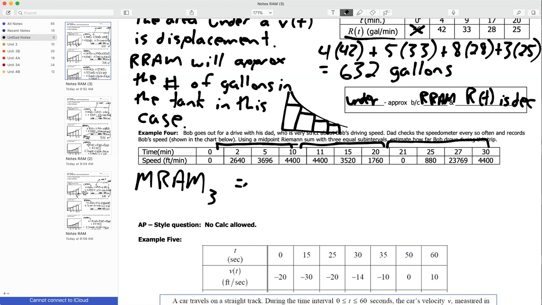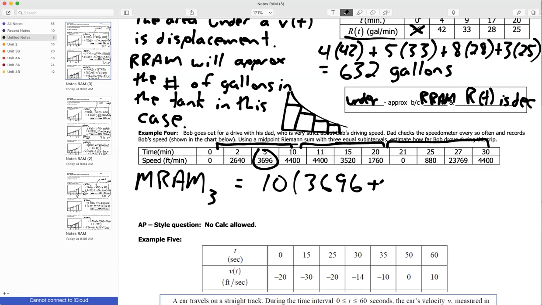All right, so the width of each rectangle is 10. And now I need to find the height. This is a midpoint Riemann sum, and don't let these other values confuse you. Halfway between 0 and 10 is 5. So I'm looking at this y value. My first y value is going to be 3696. So my first rectangle, the width is 10, the height is 3696.